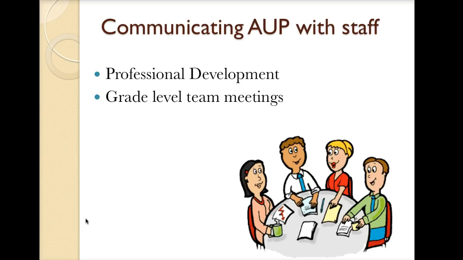In order to communicate the AUP with staff, professional development could be held at the start of the school year so that staff have an opportunity to thoroughly review the AUP and familiarize themselves with it. Also, allow them to work in small groups so that they can come up with ideas as a way to implement the policy within their classroom, but also have questions answered and possibly contribute to the AUP policy.